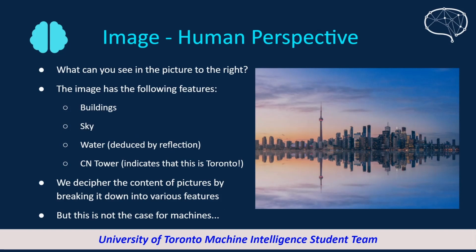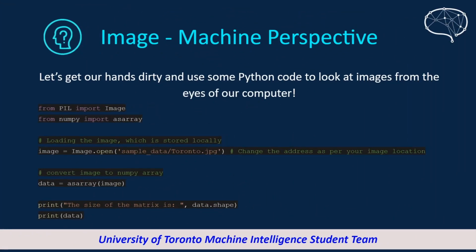Look at the picture to your right and try to analyze it for 3 seconds. What do you see? Buildings? Sky? Water? And probably you identify the CN Tower too. You might be asking, why does this even matter? It's so trivial. However, the point I'm trying to make here is that we humans identify features in an image to decipher it. But this is not the case with machines. So this begs the question, how do machines see an image?